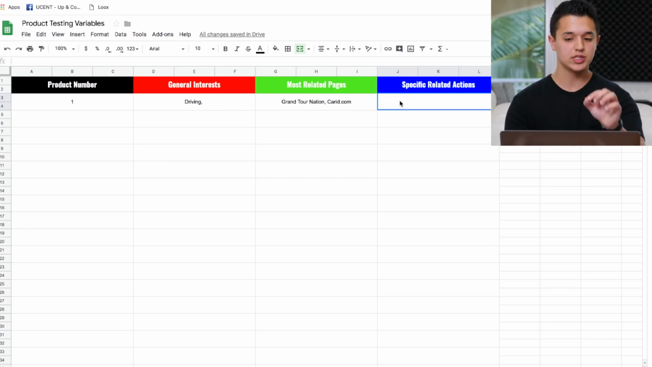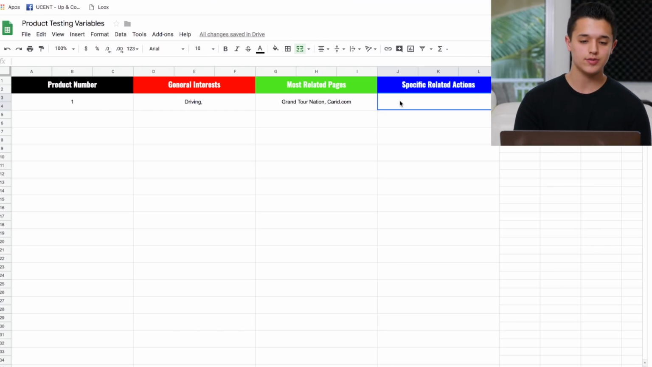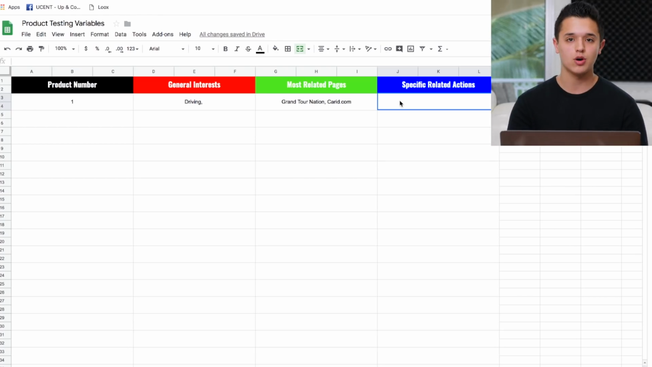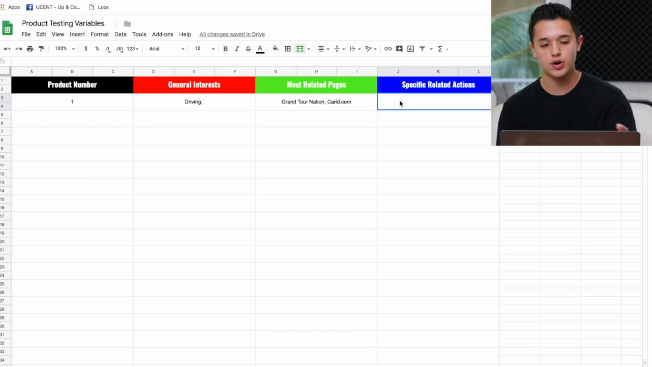And when it comes down to specific related actions, basically what I like to do is think of this as things that are related to the product. What would someone do? What is an action someone would do if they needed this product? Like, think of the potential buyer. If someone needs like an emergency car kit, what do they do a lot? Driving, all right? That's a specific related action, but we already have that as a general interest. So I would have to think of something else.